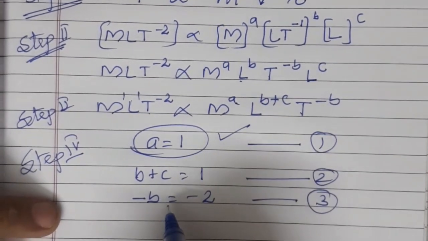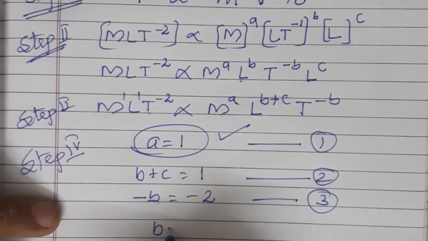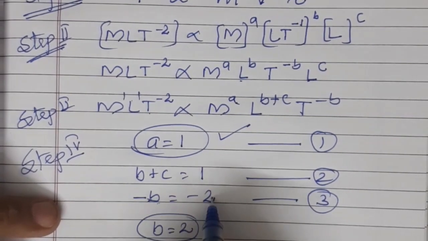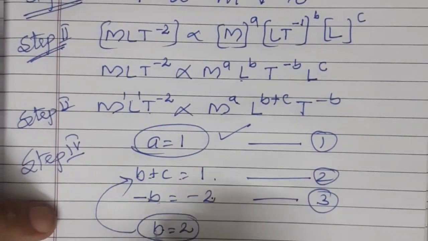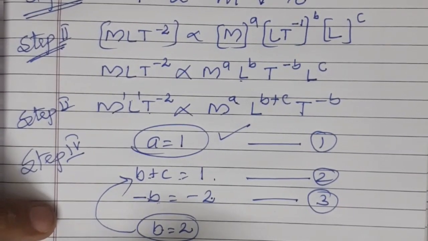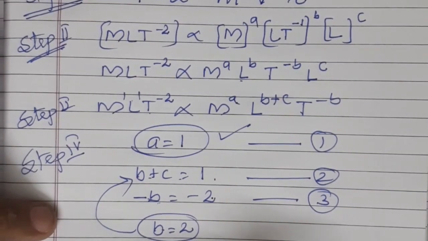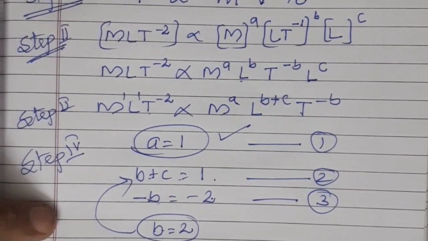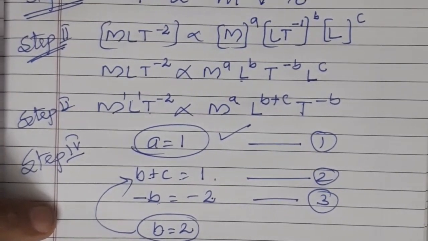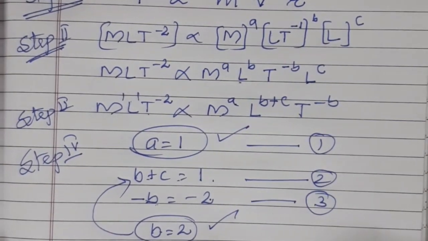Clear? From here I will get the value of b as 2. Minus minus cancel out. If I use this value of b as 2 over here, I will get the value of c. So from equation 2, I will get 2 plus c is 1, or c is 1 minus 2, that is minus 1. So I got the value of c as minus 1. Now we have the values of a, b and c.